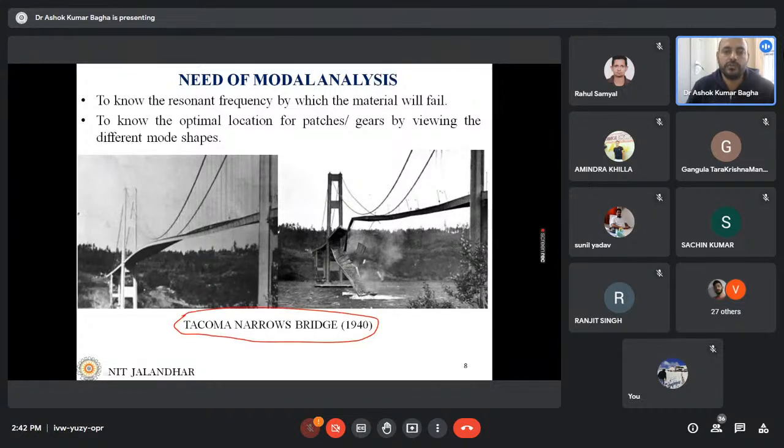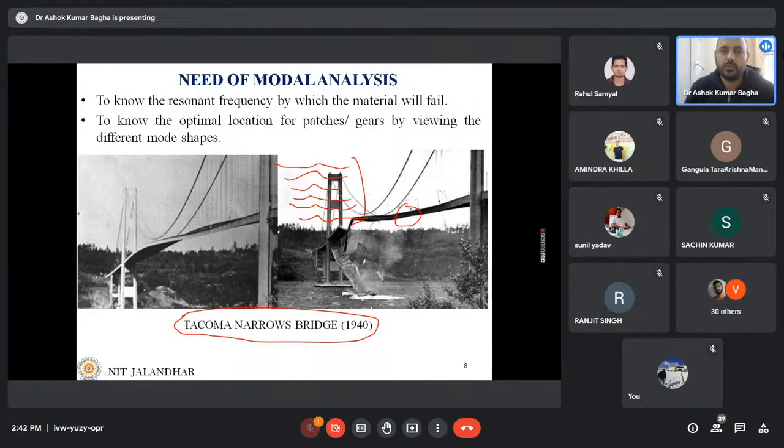This Tacoma Narrows Bridge collapsed due to the aerodynamic effects. Aerodynamic effects means what happens when they fabricated the bridge and suddenly the air starts blowing like this. Suddenly the air starts blowing at a particular frequency, right? And the frequency of this air coincides with the natural frequency of that bridge, and the bridge starts vibrating at its different twisting modes, right?